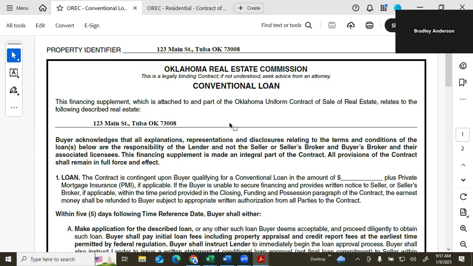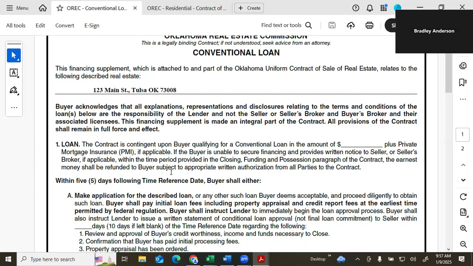So it begins by saying the buyer acknowledges that all explanations, representations, and disclosures relating to the terms and conditions of the loan below are the responsibility of the lender and not the seller or seller's broker or buyer's broker and their associated licensees. This financing supplement is made an integral part of the contract, which means that it is part of the contract. All right, it's not separate. All provisions of the contract shall remain in full force and effect.